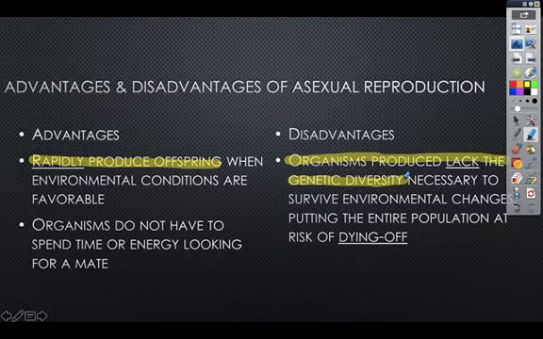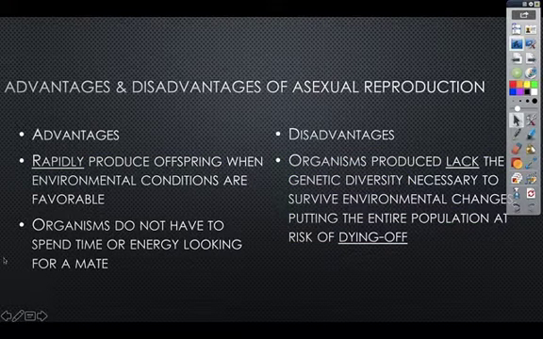Now, you may think, so what? But genetic diversity is what enables a species to survive when there are changes in the environment. So if there's no genetic diversity, this puts the entire population at risk of dying off. Okay, so those are basically some pros and cons, some advantages and disadvantages of asexual reproduction.